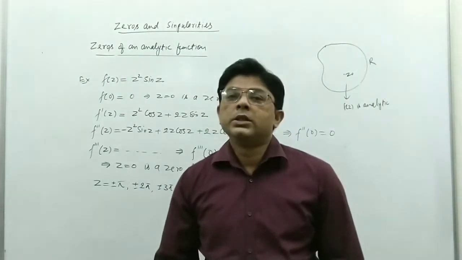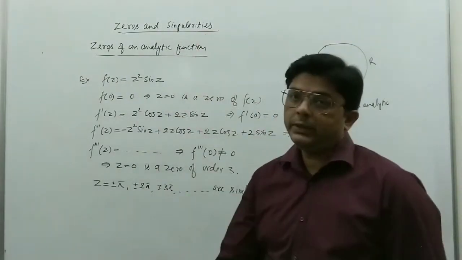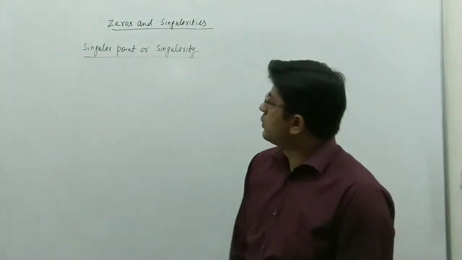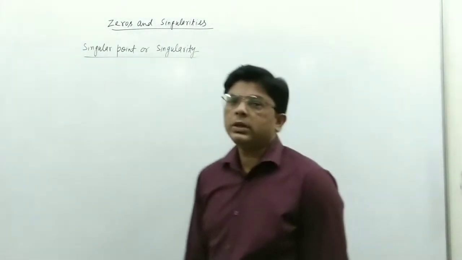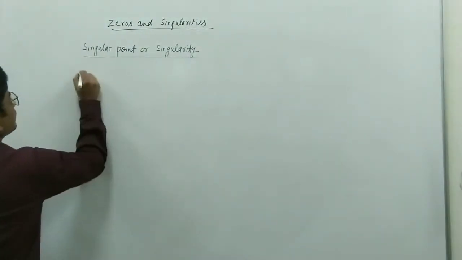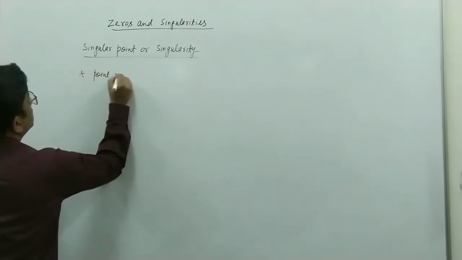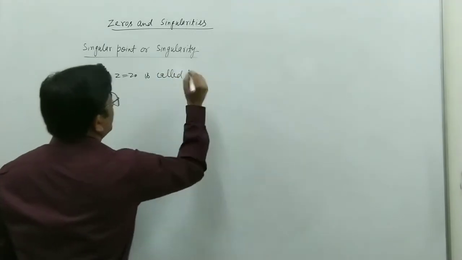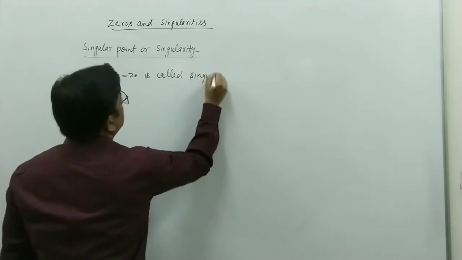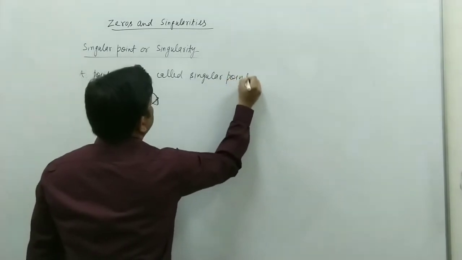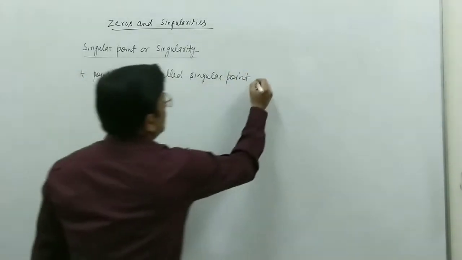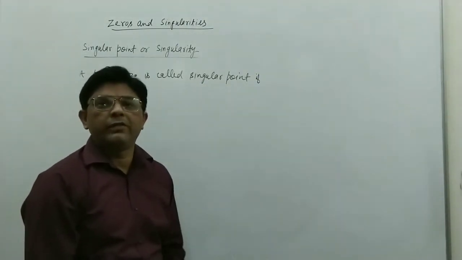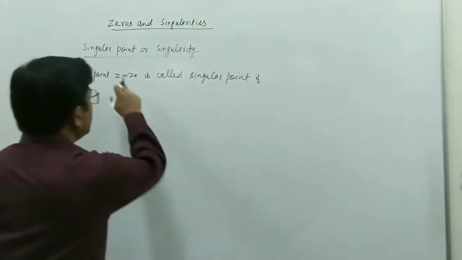Now we come to singularities or singular points. So singular point and singularity are the same thing. So a point z equal to z naught is called a singular point or singularity if the function f(z) is not analytic or not defined at z equal to this z naught.